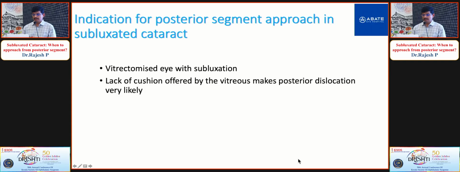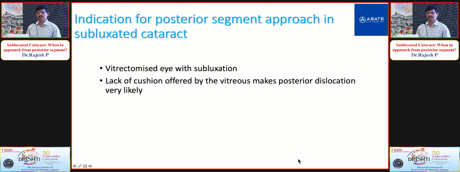Then vitrectomized eye with subluxation. I saw Dr. Laila Mohan madam showing some very good surgeries in vitrectomized eyes. Then there is always a chance for subluxation or dislocation of the lens at the time of surgery in patients who have already undergone vitrectomy, because the cushion that is offered by the vitreous is not there.